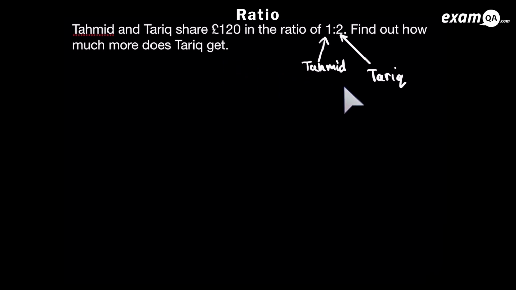Now, if you're confused about which part of the number is for Tahmid and which part is for Tariq, it's the same order that the names were mentioned in the question. Tahmid was mentioned first, so the 1 is for Tahmid. And Tariq was mentioned second, and that 2 is for Tariq. Okay, so we're going to do it in terms of parts. We know that Tahmid gets 1 part and Tariq gets 2 parts. Okay, so to be able to split the £120 in the ratio of 1 to 2, we need to know how many total parts there is. And that's 1 plus 2.